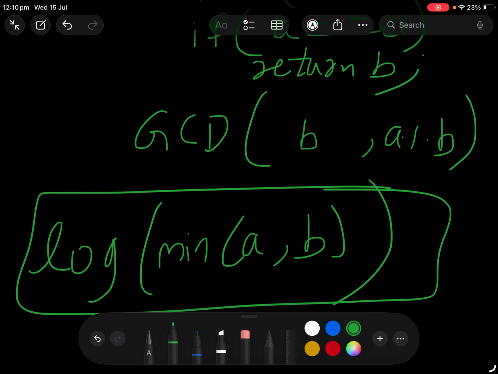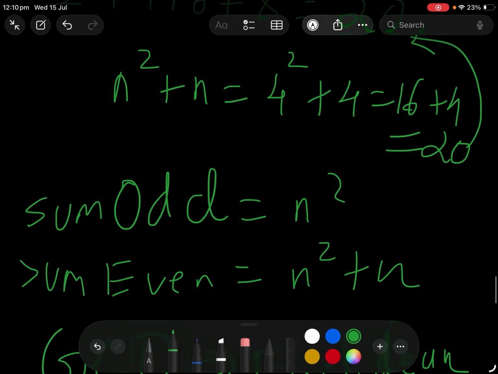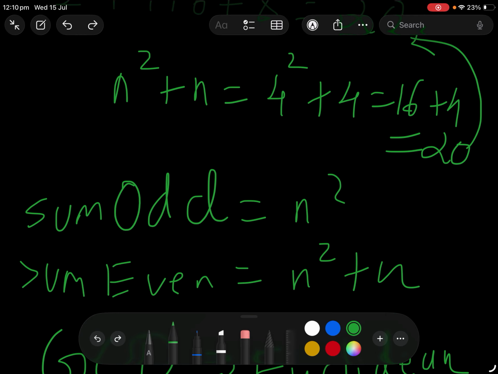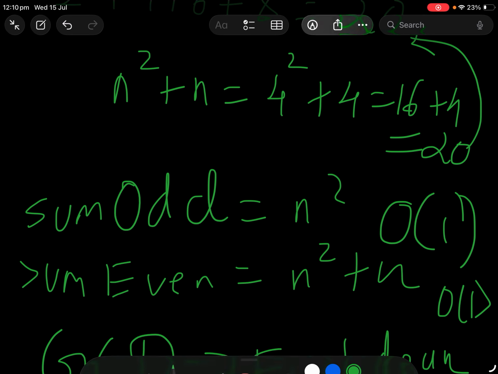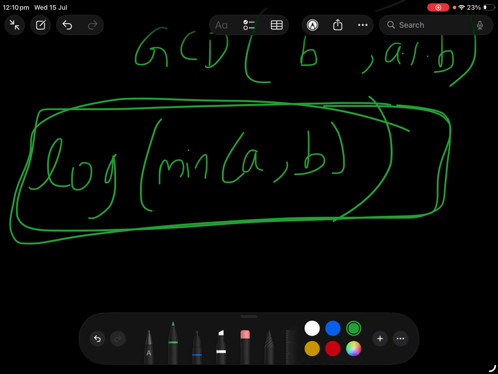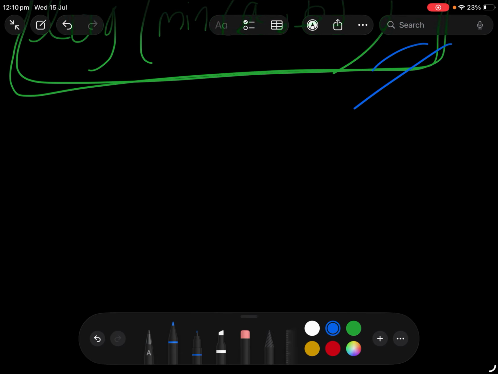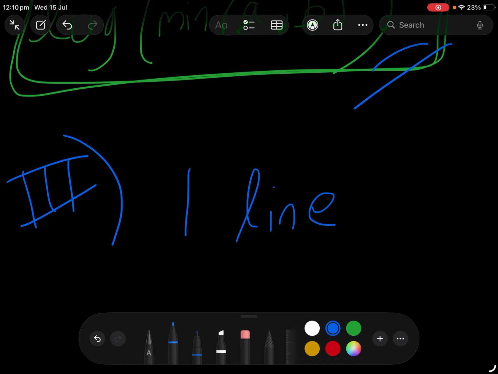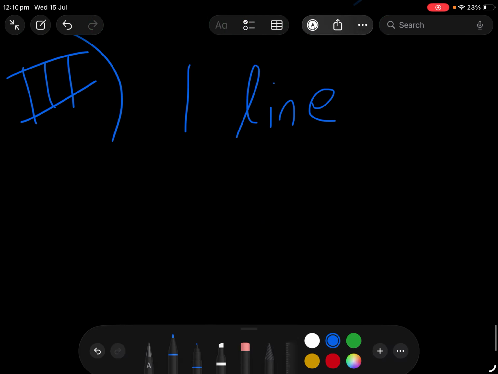So our overall time complexity will be: to calculate this sum even and sum odd, the time complexity is big O of 1, and the time complexity to calculate the GCD is log of minimum of a comma b. So overall time complexity is this. Now let's go to the third approach. The third approach is very fun because we can solve this question with just one line of code. Just one line. So let's derive how we solve this.